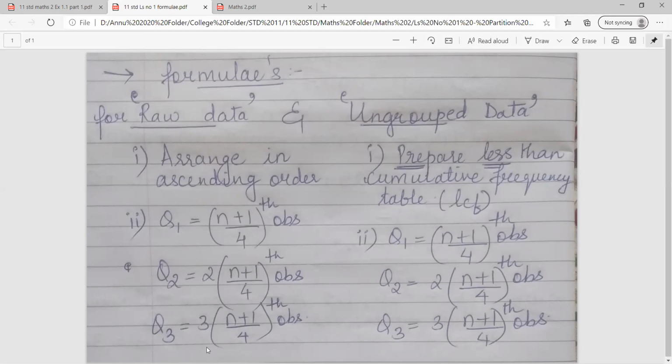As far as ungrouped data is concerned, here are the two steps. As you know, ungrouped data is given in a tabular form, including two columns, X and F, that is frequency. The third column you will prepare is the less than cumulative frequency, that is LCF. After that, as you can observe, the formulas are the same as for raw data. I hope you are clear with the formula part.